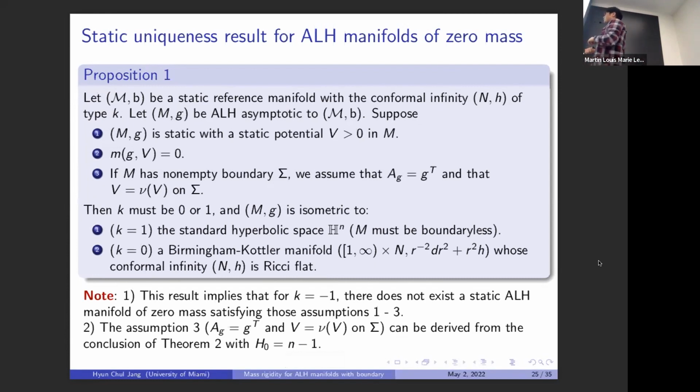Okay, and if k equals one, then you get the standard hyperbolic space. So that means M must be boundaryless. And in the k equals zero case, you get this Birmingham-Cotton metric with boundary. Okay, and conformal infinity must be Ricci flat. Okay, so here are some notes. As I said, this result implies that for k equals negative one, there does not exist such a static manifold satisfying those assumptions. And assumption three, this umbilic condition and the static potential behavior, can also be derived from the conclusion of theorem two, when this upper bound function is the constant n minus one.